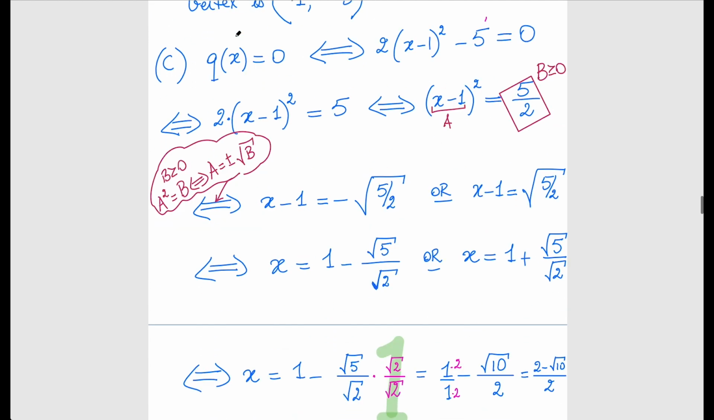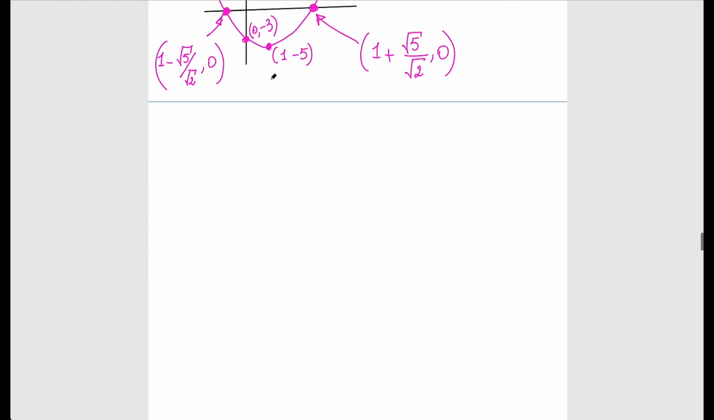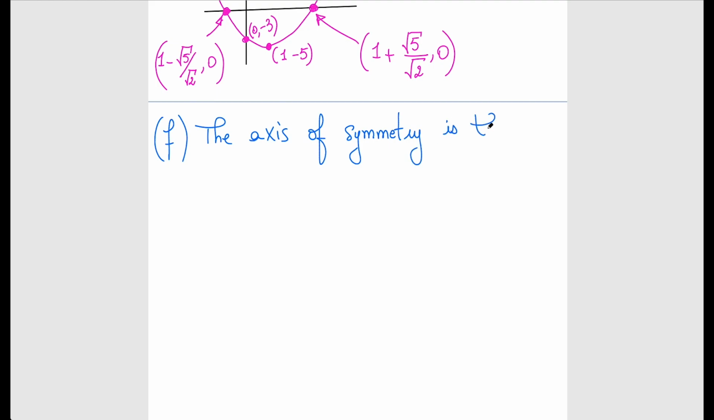Correct? Okay. So the line then, this is part F. So the line of symmetry, or the axis of symmetry, is the vertical line x equals 1, x equals h. Alright, part G.